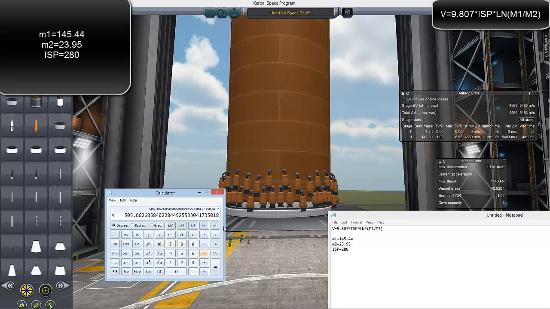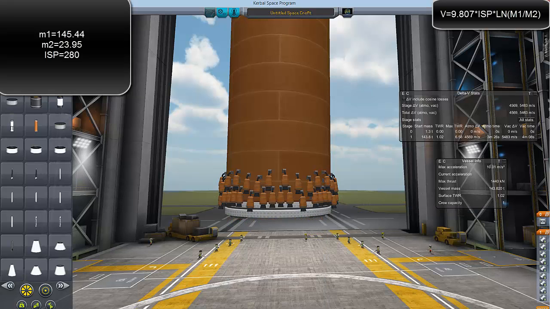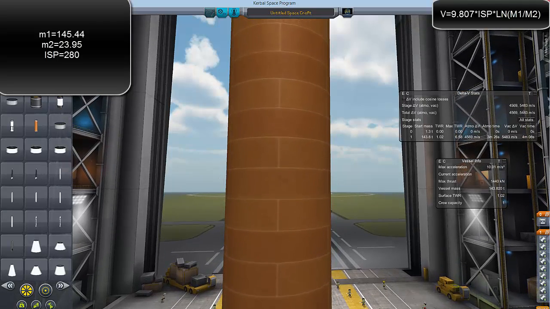And I think I'd have to do 9.807. And as you see here, this part, it doesn't matter which comes first. It's just this needs to happen first. Simple enough. So let's go into space.